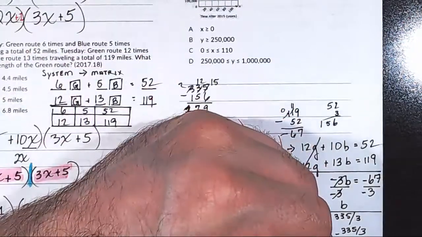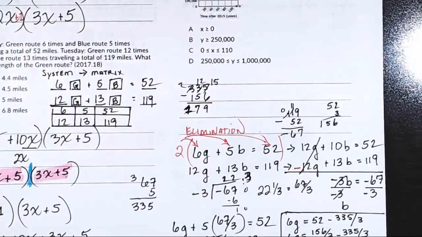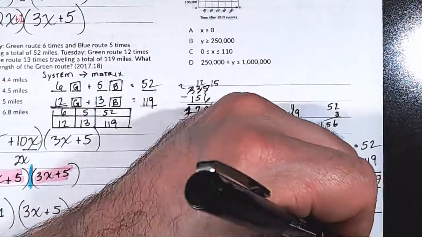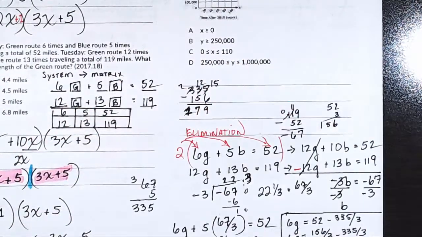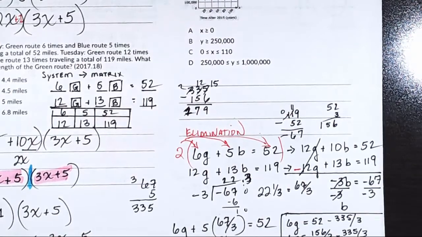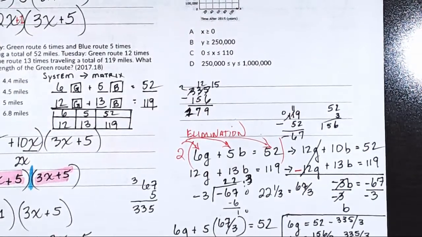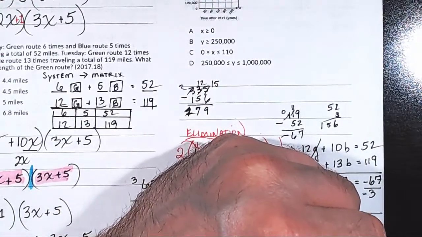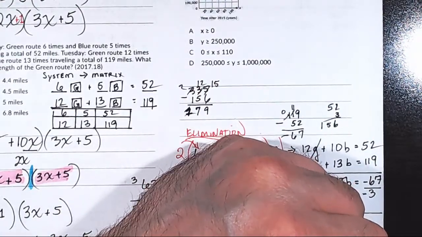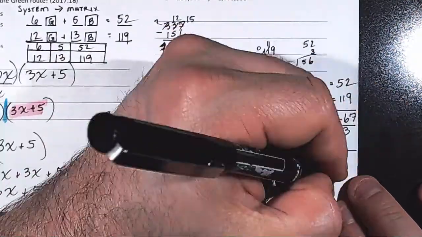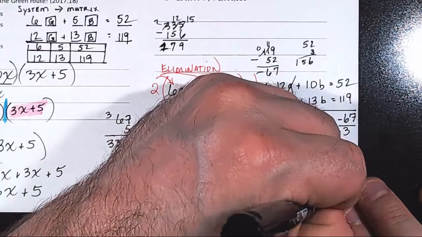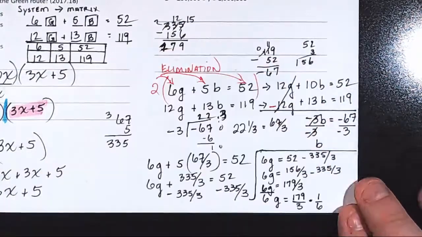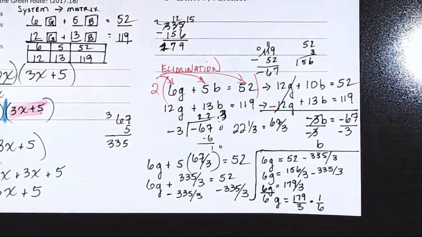So now we're going to divide both sides by 6. When we divide a fraction by a number, we multiply by its reciprocal. So if we're dividing by 6, we are multiplying by the reciprocal of 6. So if I have g by itself, I now have 179 over 3 multiplied by 1 over 6. So I've got 179 divided by 9.